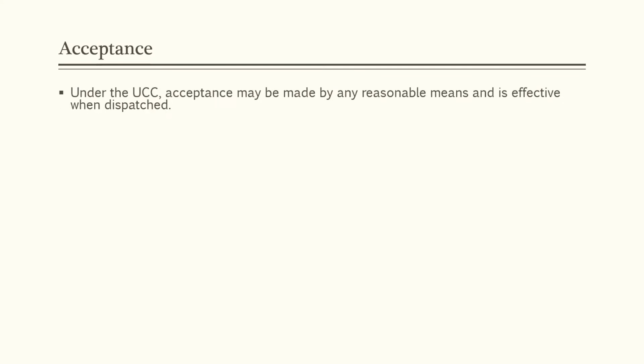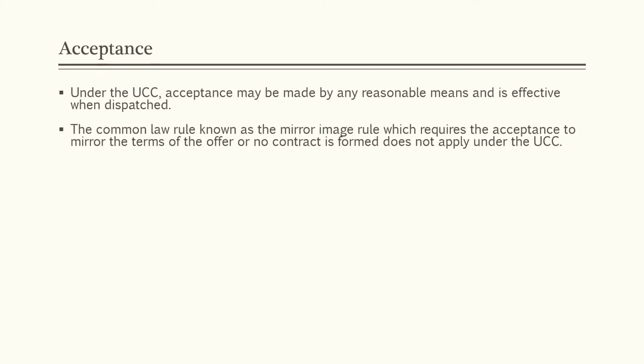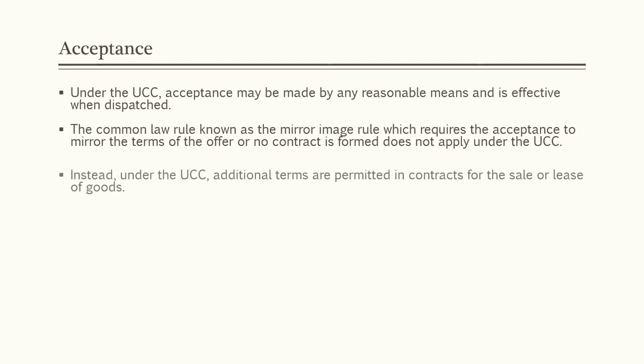Under the UCC, acceptance may be made by any reasonable means and is effective when dispatched, when sent. The common law rule known as the mirror image rule, which requires the acceptance to mirror the terms of the offer or no contract is formed, does not apply under the UCC. Recall that the mirror image rule requires a party to accept all the terms as offered. Otherwise, if the acceptance is not on the exact terms as the offer, the acceptance is not valid and no contract is formed. Instead, the offer is deemed rejected and the acceptance with new or different terms is treated as a counteroffer. That doesn't happen under the UCC.